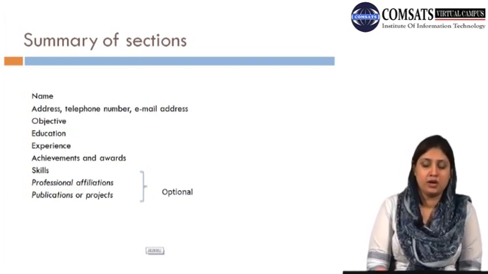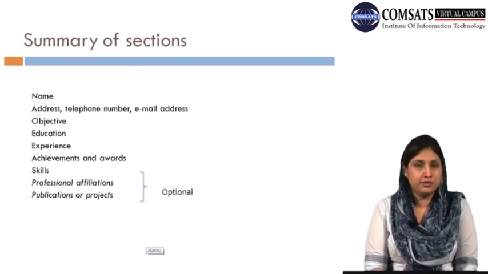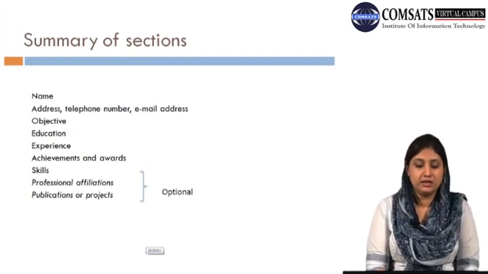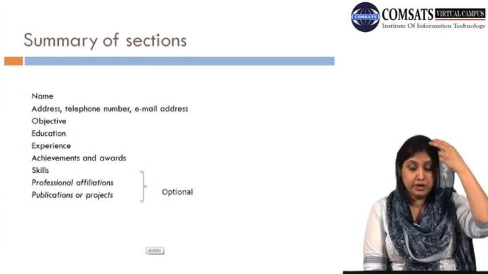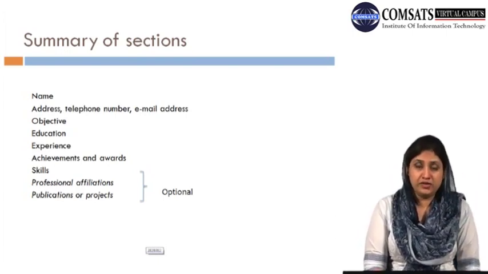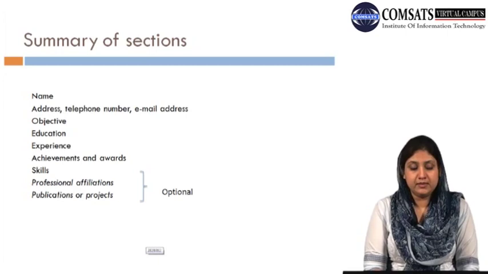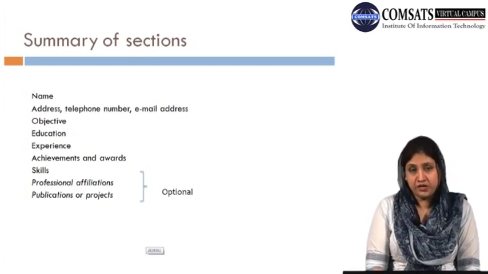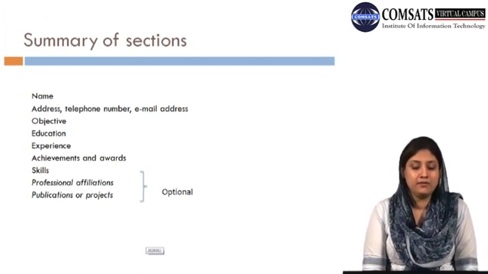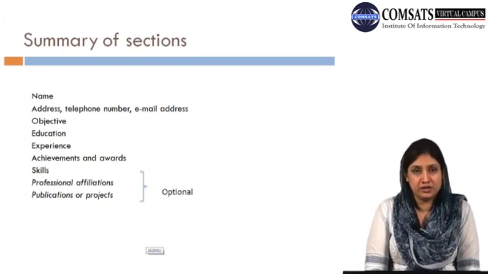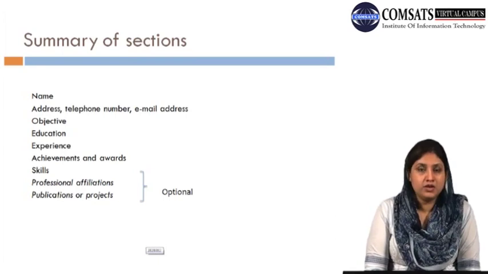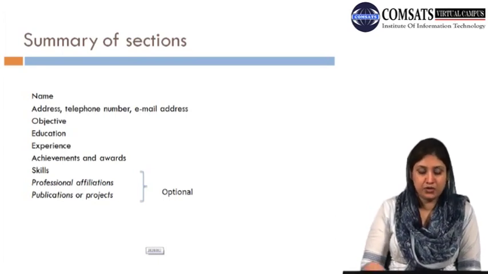The parts of your resume are name, address line that includes your telephone number and email address, the objective that you want to state, the objective of planning this resume or the objective you want to achieve in your professional career, your education summary, summary of your experience, achievements and awards and distinctions that you received in the previous years, the skills that you have, the professional affiliation, and the publications or projects. Although these are optional, if you have them, you can mention them. They always add weightage to your case.